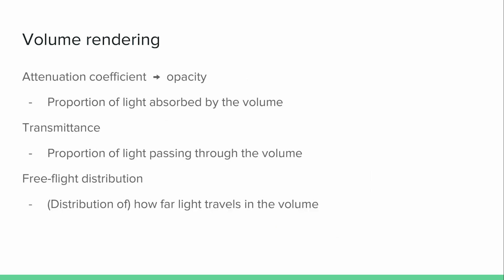So there are a couple related concepts here. The first one is the attenuation coefficient, or you could consider the discrete analogous concept of opacity, which is basically the proportion of light that is absorbed by the volume. There's also the transmittance, which is roughly the proportion of light that passes through the volume. The last one is the free flight distribution. This is the distribution of how far light travels into the volume before it terminates. And this is the most important quantity that we will be considering.